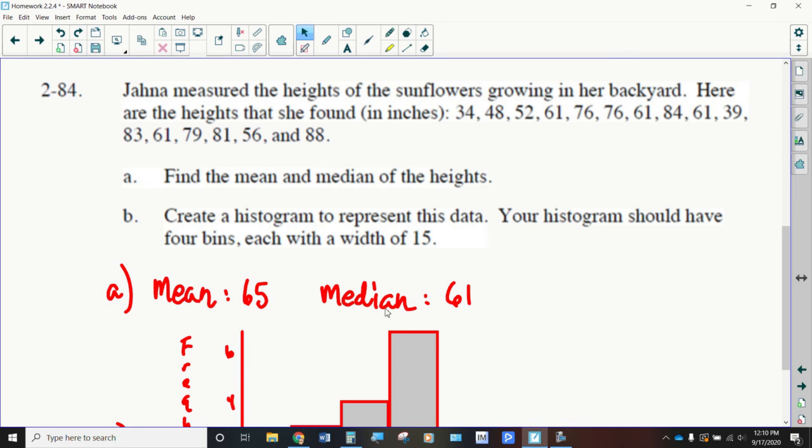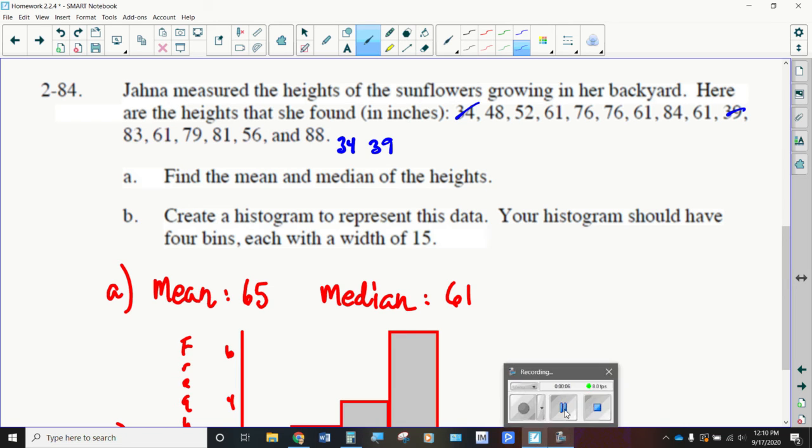If you want to find the median, you then have to put everything in order from least to greatest. So let me go ahead and do that. I'll do it over here. So what's the lowest number on here? 34. Then we've got a 39. Actually, let me go ahead and pause so this doesn't take too much time. And when I come back, I'll have them all ordered.